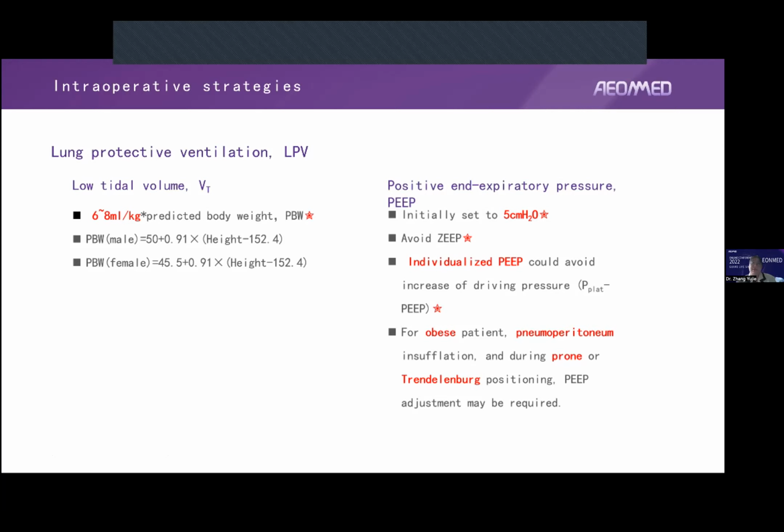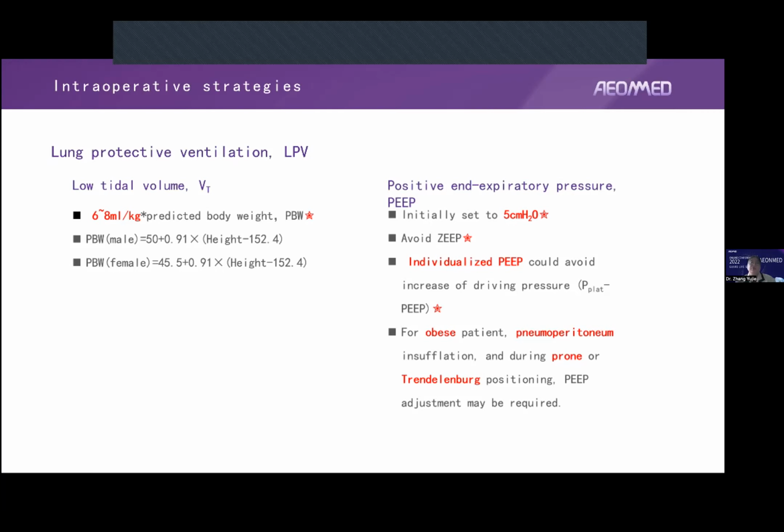The BJA recommendation strongly suggests to set the PEEP initially at 5 centimeters water column and to avoid the zero end-expiratory pressure throughout the whole surgery. Is 5 centimeters PEEP appropriate for every patient? I think it's not. The BJA recommendation suggests using individualized PEEP to achieve a lower driving pressure. The driving pressure refers to the difference between plateau pressure and PEEP.